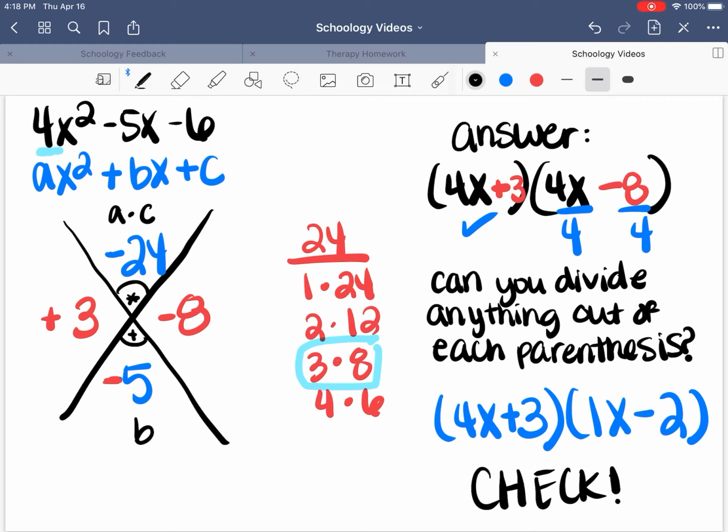All right? So the way that you can check is if you multiply your first two numbers, 4x times 1x, you should get 4x squared back. And I do, so that's good. And when you multiply your last two numbers, 3 and the -2, I should get -6 back. And I also do. So that means that that answer is correct. This is your final answer.